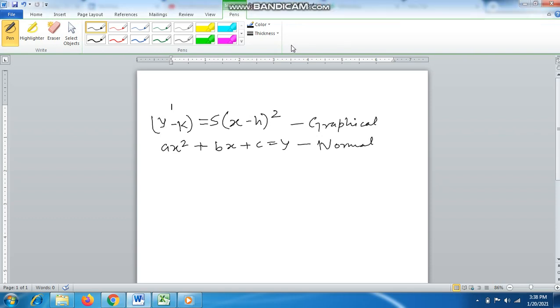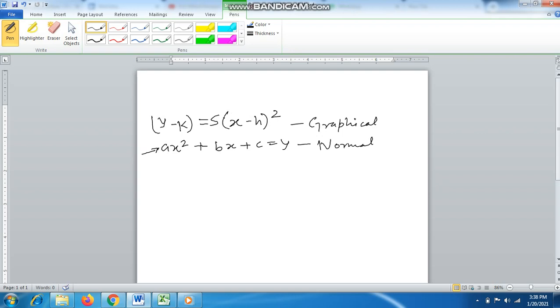Hello. So these two equations are basically the quadratic equation. The first equation here is for the graphical representation. Here we come to know where the vertex of the parabola is, because a quadratic equation is nothing but an equation of a parabola. And the second equation here is the normal equation that we are very much familiar with. So this is nothing new for you.